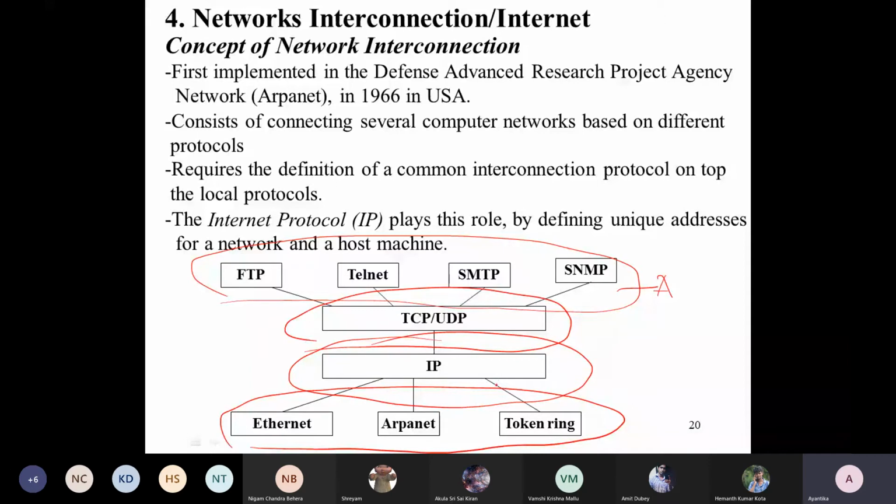This is for internet layer. TCP/UDP, this is for transport layer, and the final layer, this is for application layer.